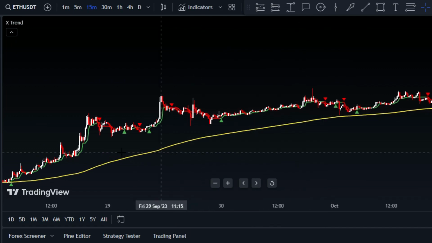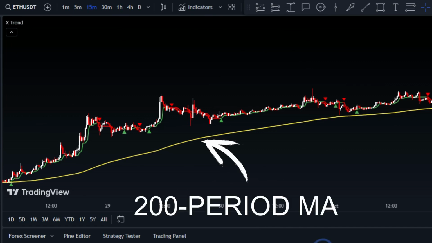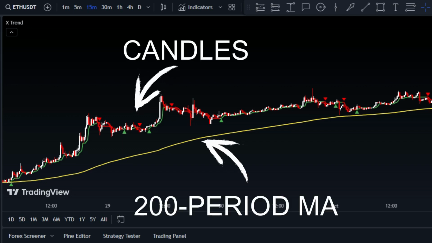Now with these tweaks in place, let's supercharge your strategy. We'll introduce a 200 period moving average to the mix, and this addition will be a game changer. It'll help us spot the current market trend and enable us to identify signals that align perfectly with that trend. Consequently, when the candlesticks are above this moving average, it's time to weed out all those pesky sell signals.